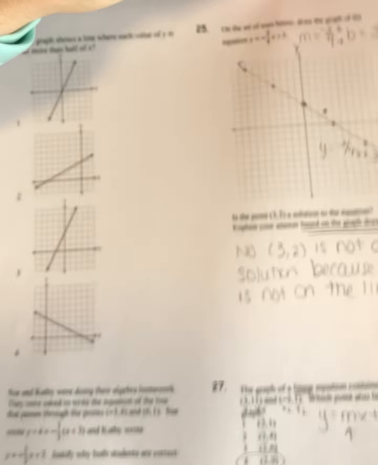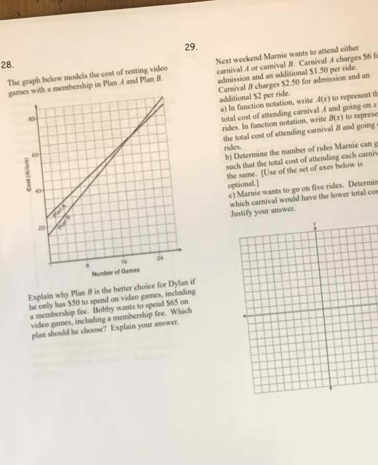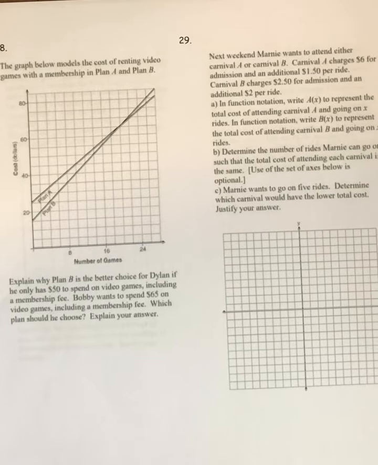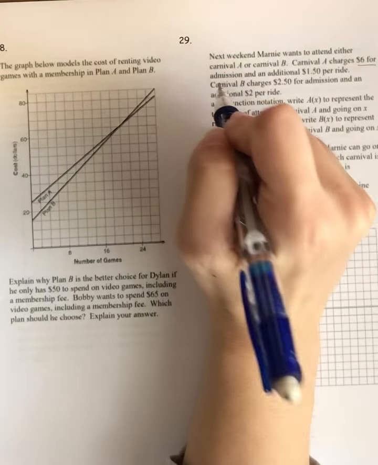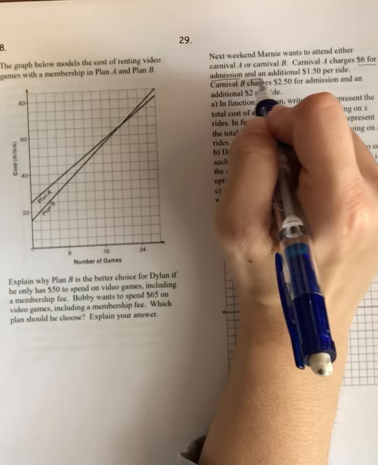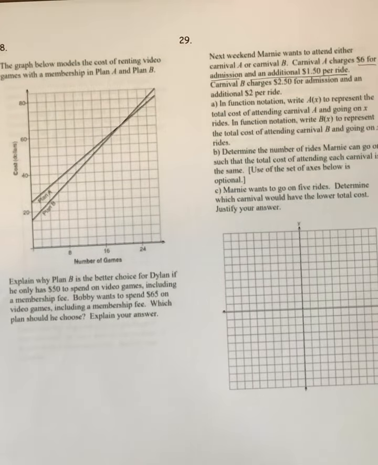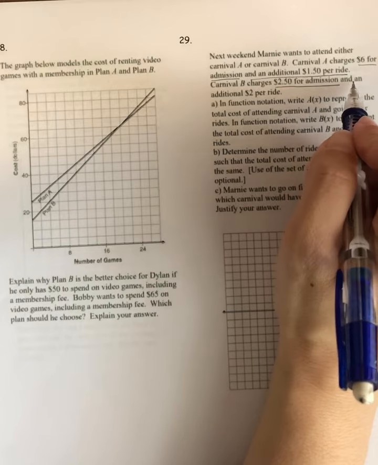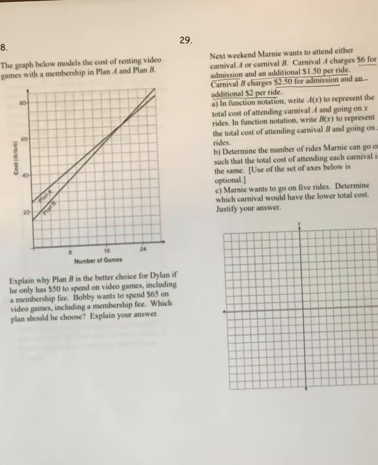On to the next page, number 29. So 29 is another short answer, and it's a higher point one because there's a lot of steps to it. It says, next weekend, Marnie wants to attend either Carnival A or Carnival B. Carnival A charges $6 for admission and an additional $1.50 per ride. Carnival B charges $2.50 for admission and an additional $2 per ride.